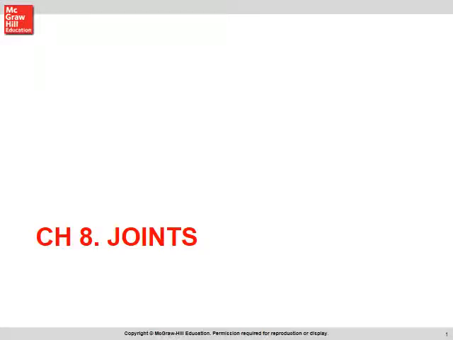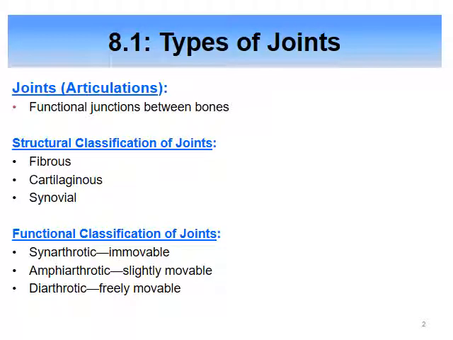Alright, so now the joints chapter. Joints, the other name for joints just means articulations, so just basically connections between the bones. We're going to see that there are joints based on what they're made up of. Some joints are made up of fibers, some joints are made of cartilage, and other ones that we're more familiar with are synovial joints.